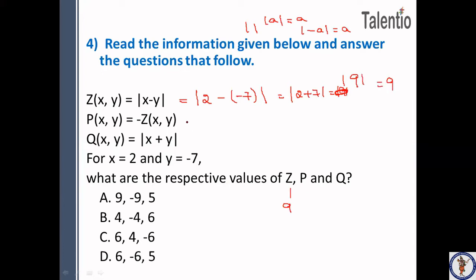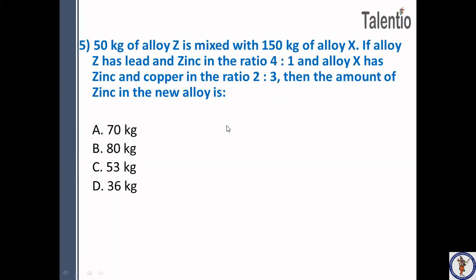Now p is equal to minus of z of x comma y. That means minus 9. So the p value is minus 9. Now q. What is q? It is mod of x plus y. Nothing but 2 plus minus 7, which is equal to mod of minus 5. So mod of minus 5 will be equal to 5. So what is the q value? 5. So what is the answer? 9, minus 9, 5. Option A. Clear? Very easy, right? Just equations, right? Yes. Try to solve the next one fast.